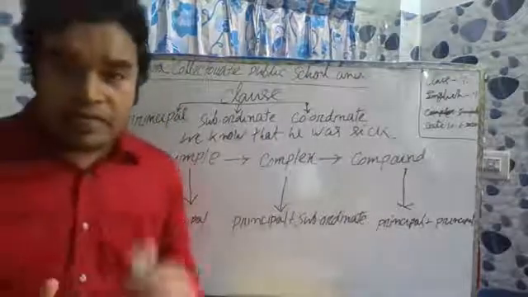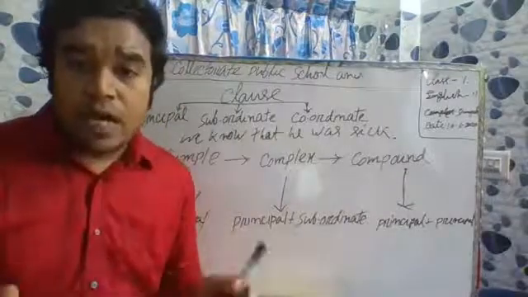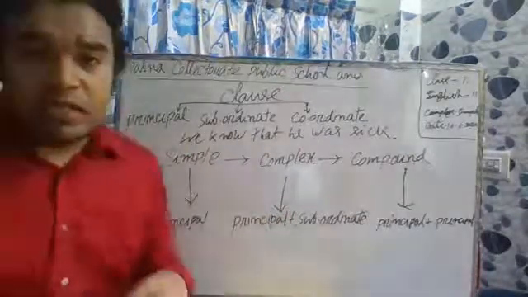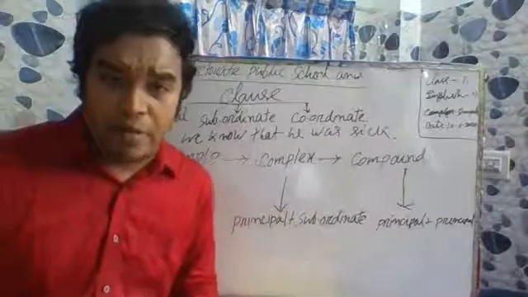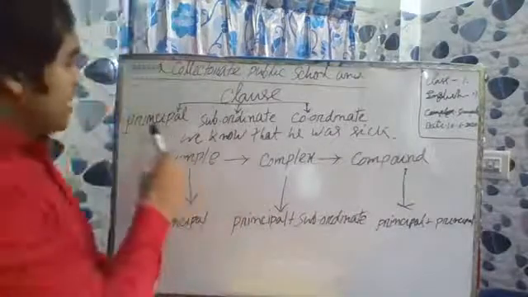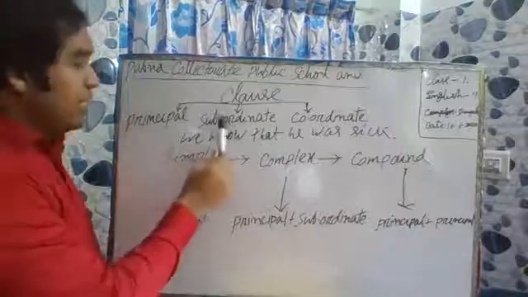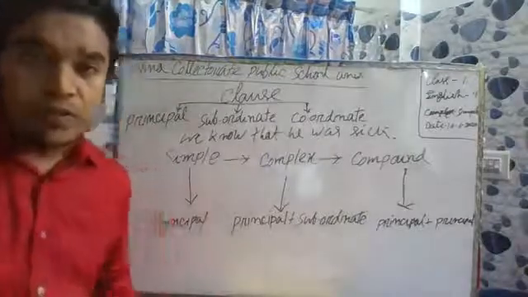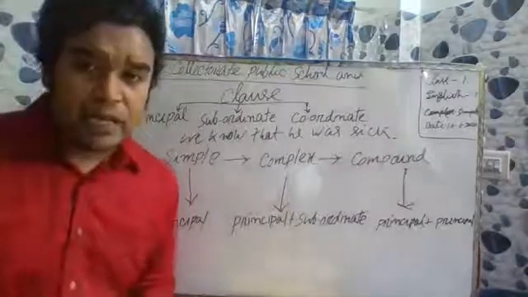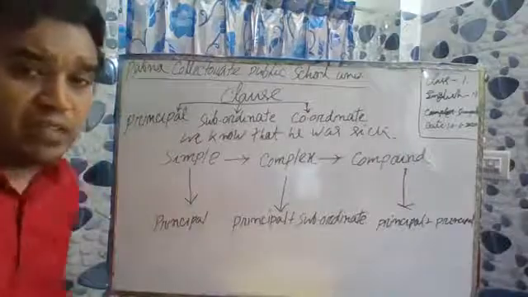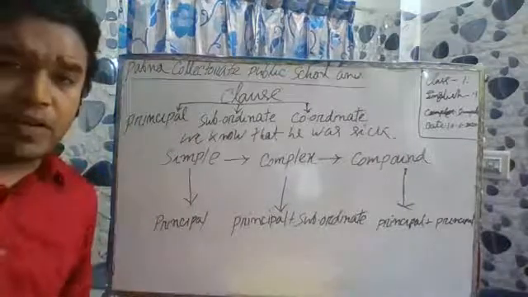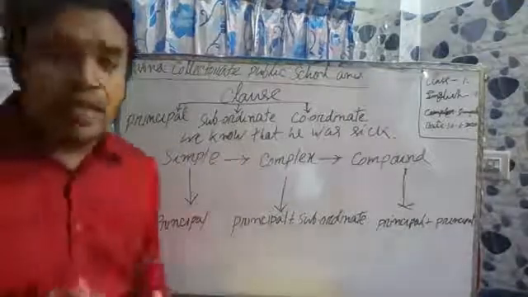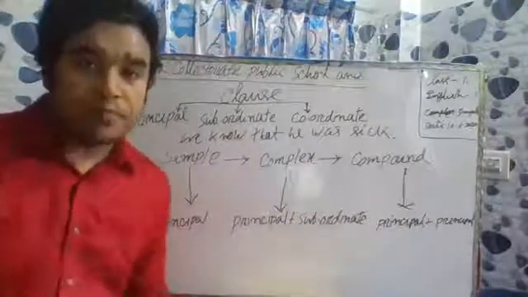I am going to the classification of clause. How many kinds or how many parts are there in clause? There are three types of clause in grammar. You can see one is principal clause, one is subordinate clause, and the other one is coordinate clause. I hope that you can see the board clearly. Please write down. There are three types of clause in grammar. One is principal clause, next one is subordinate, and last one coordinate clause.